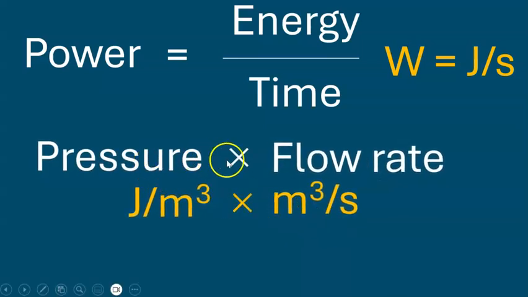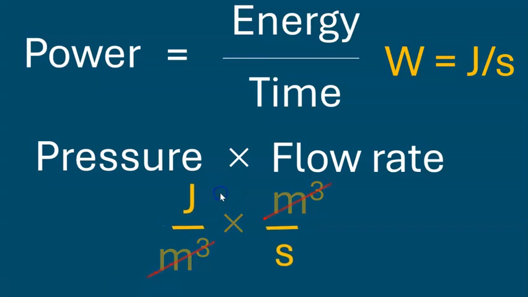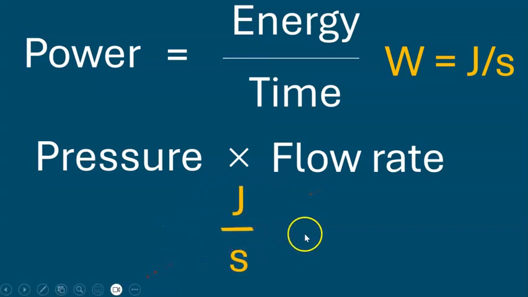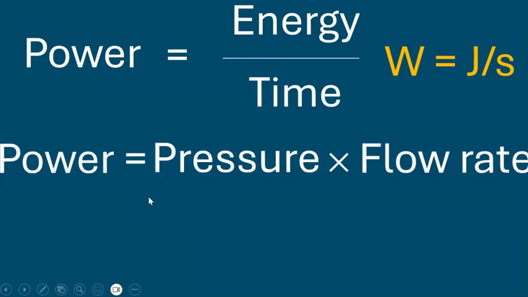And if I multiply my pressure by my flow rate, then I'm multiplying my energy per unit volume with my volume per unit time. Just rearranging those another way there. These quantities, the volumes, can cancel out, leaving me with just energy per unit time. And energy per unit time is the definition of power. So the watt, so joule per second of power. So power is equal to pressure times the flow rate.